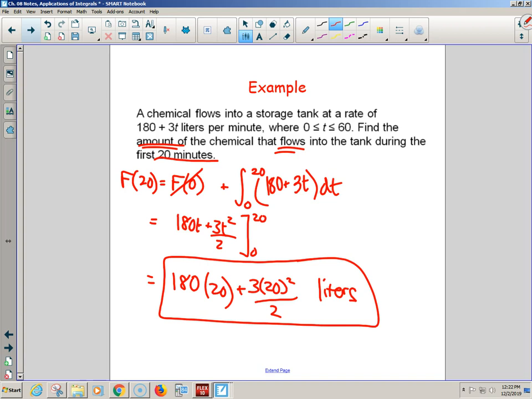Wait. I didn't do FTC. Don't I have to do antiderivative of B minus antiderivative of A? I plugged in the 20 and then the 0 would just be 0. Okay, so forget that. I'm good.